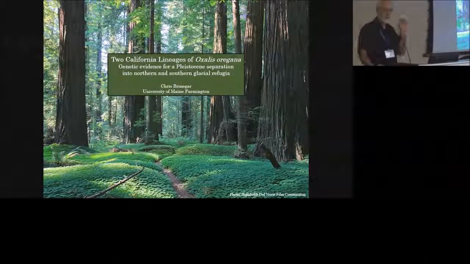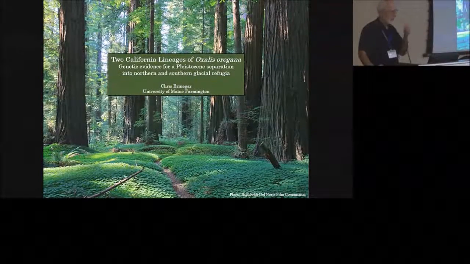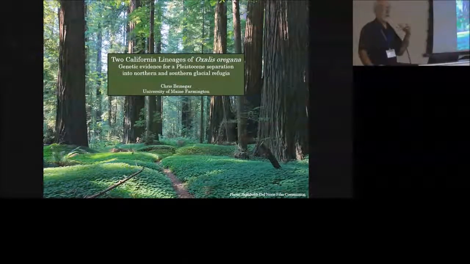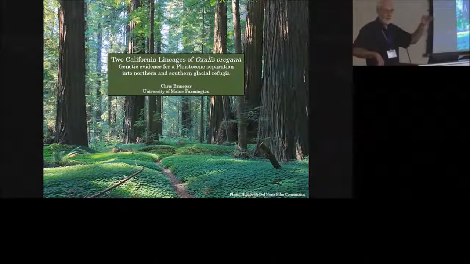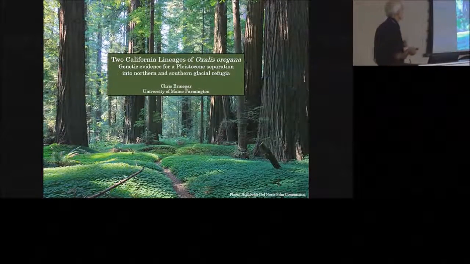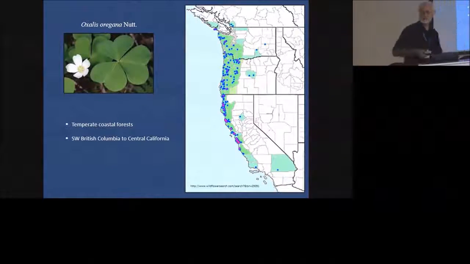I found evidence for two very distinct genetic lineages of redwood sorrel in California in the Redwood region. I want to show you the evidence for that and also throw out some ideas about why that occurred, including maybe an ancestral population during the Pleistocene that during the glacial periods split up into different glacial refugia where they diverged substantially. And now they're thinking about coming back together again. And actually I know in one plant they did.